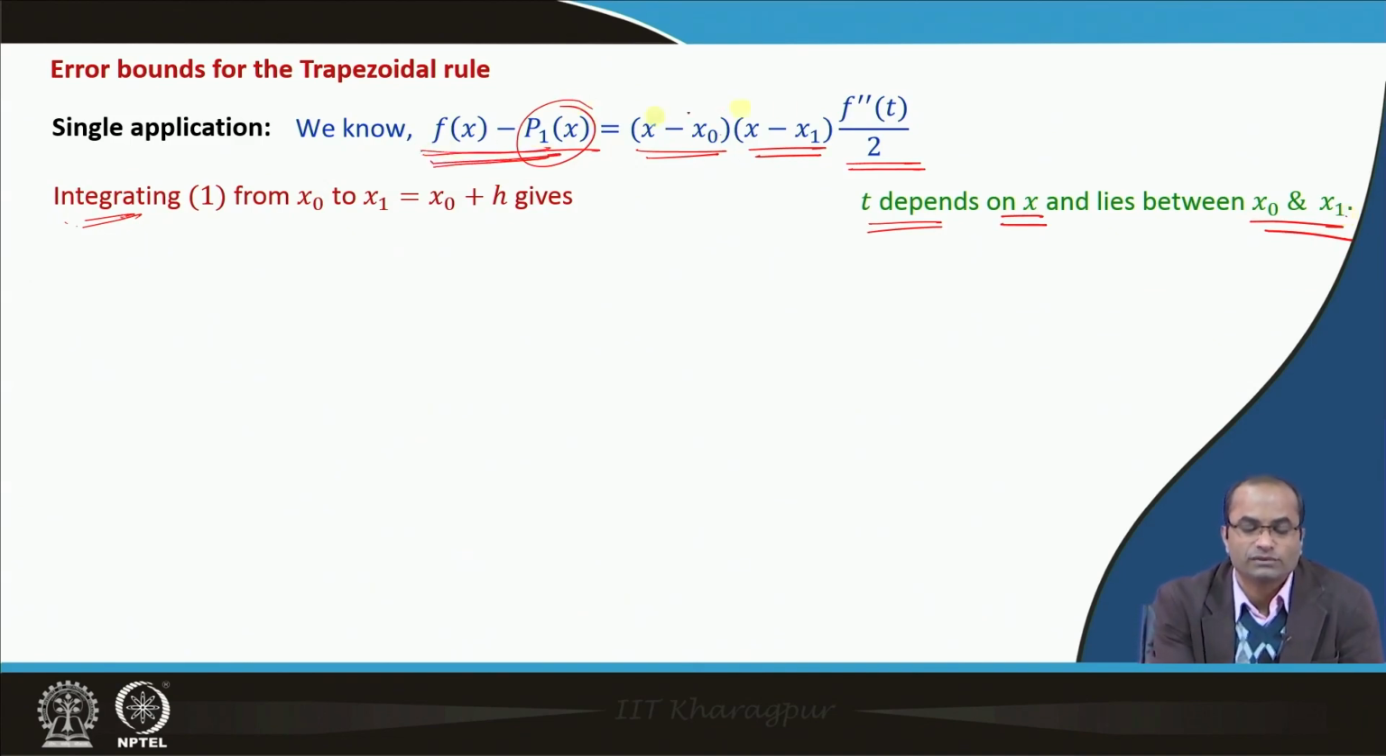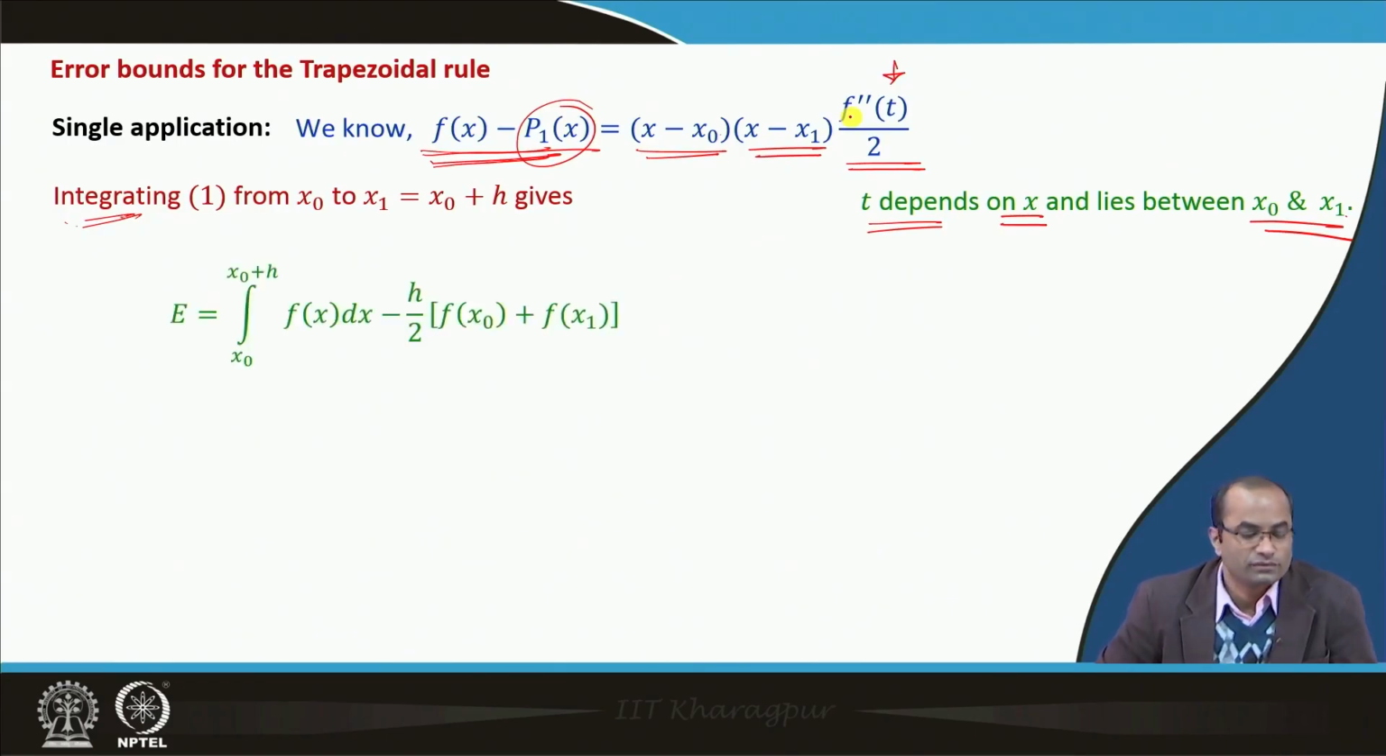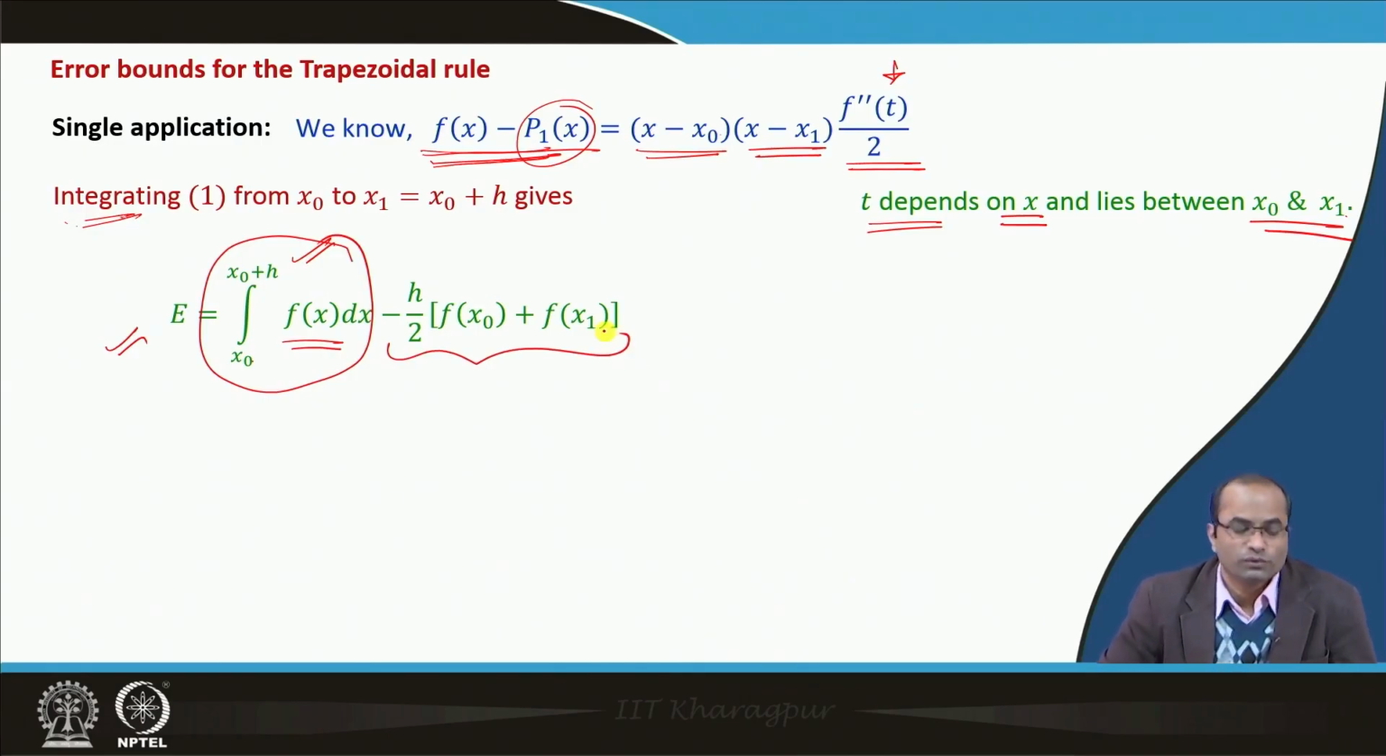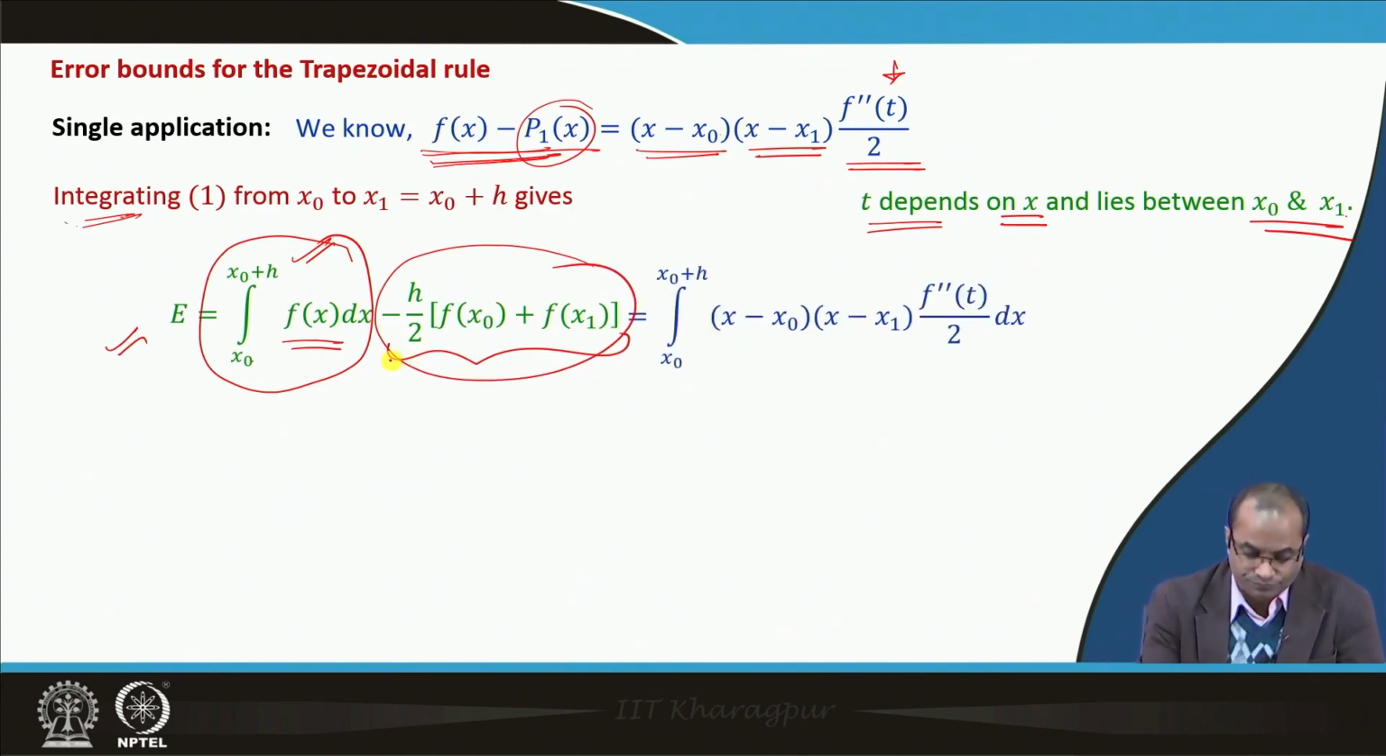So, this error will naturally depend on this x also. So, this t is also a function of x, it depends on x naturally. Now if we integrate this, we will get this error from x naught to x naught plus h of f x dx. That is the actual integral, minus the trapezoidal rule. This is the numerical value which we will get. So, the difference between the two is what we are talking about now.